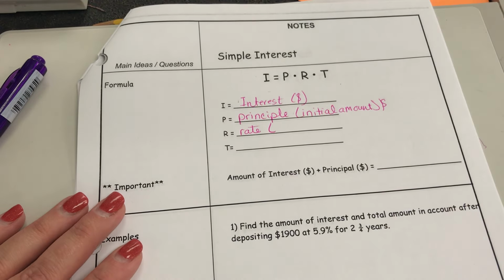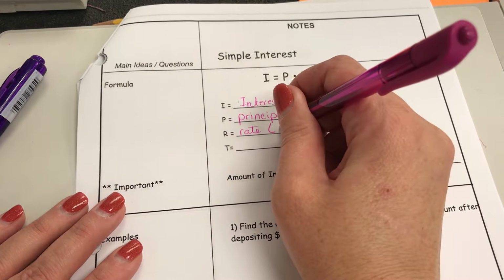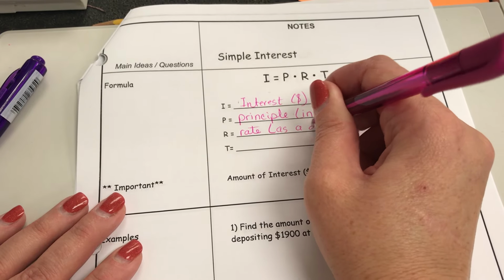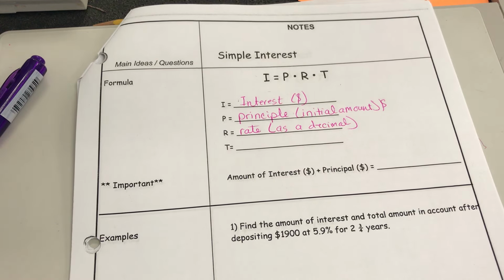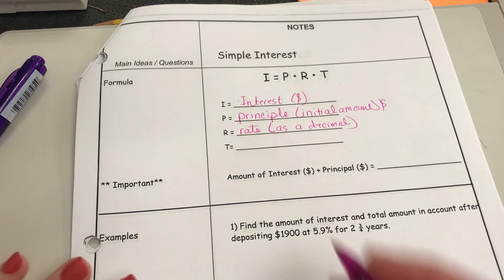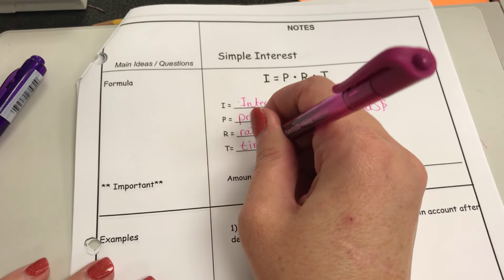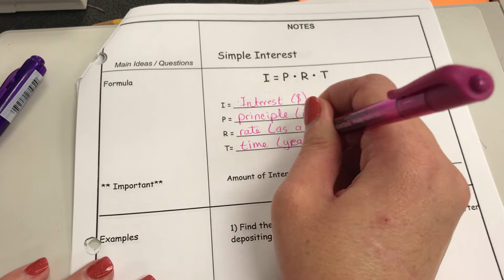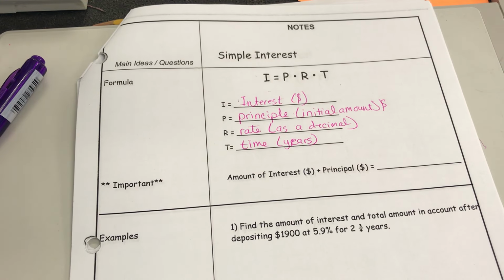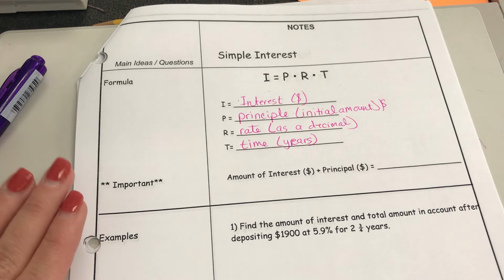Your R stands for rate. But it's very important that you write your rate as a decimal, because we are going to be doing the math, so you have to make sure you're calculating your rate as a decimal. And then T is time. Now you have to pay attention, because this is time in years. So if they say something about 6 months, that's half of a year. T is time in years only.